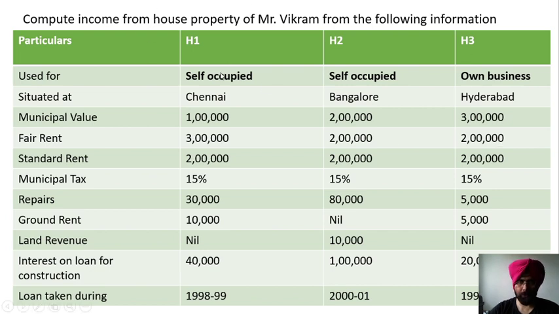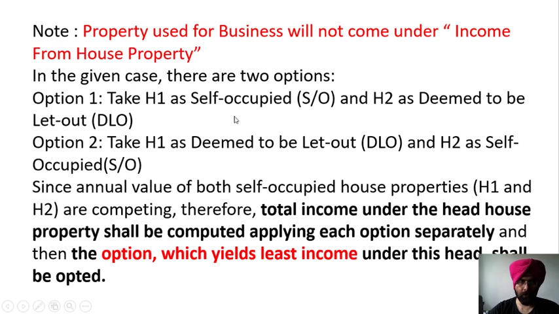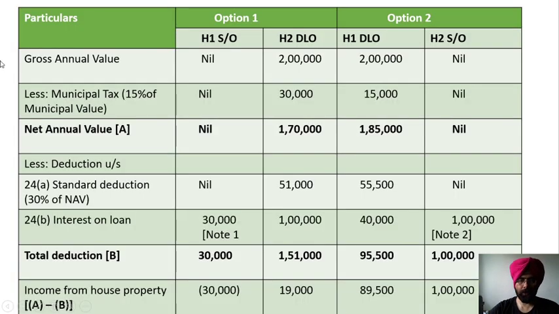House 1 is treated as option 1, taking house 1 as self-occupied and house 2 as deemed to be let out. Option 2, take house 1 as deemed to be let out and house 2 as self-occupied. Since the annual values of both the self-occupied properties are competing with each other, the total income under the head income from house property will be computed applying each option separately, and then the option which yields the least income under this head shall be opted. So here is a table which shows the calculation of the properties.